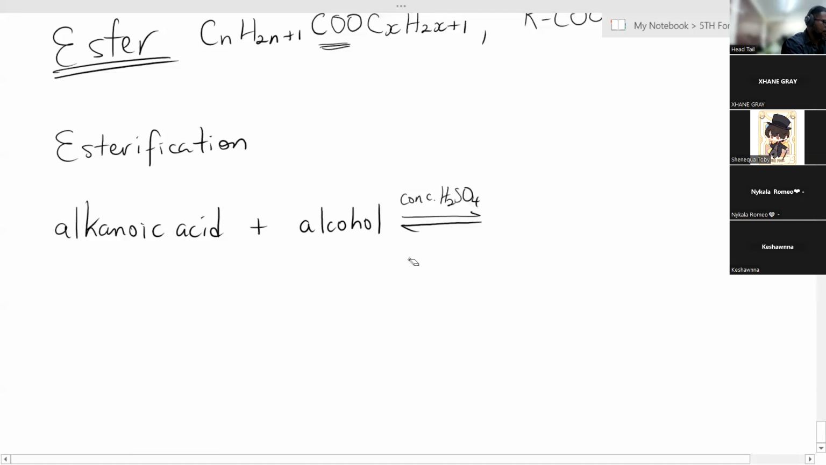Well, sometimes it doesn't matter, just heat. All right, and take out 170 degrees Celsius. That is more like dehydration of an alcohol. So they add heat in the presence of them, and what is produced? An ester and water. Okay, so an ester and water.